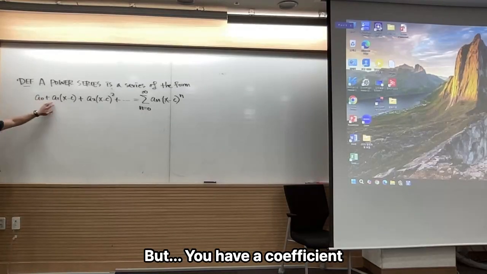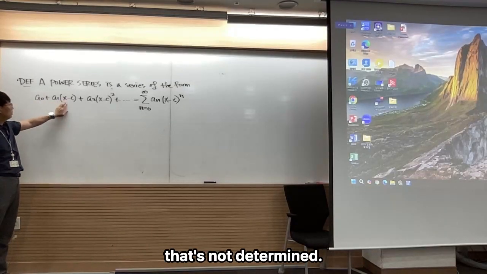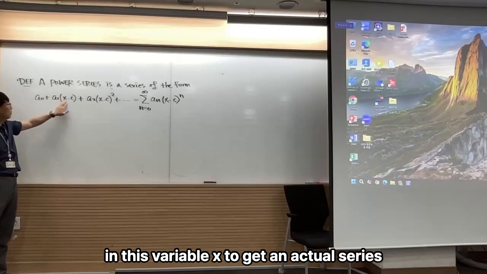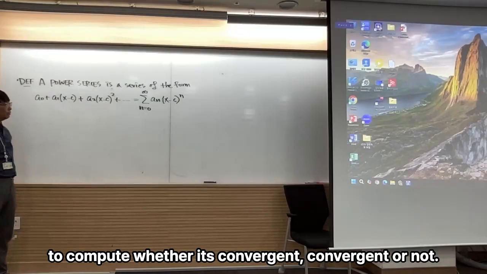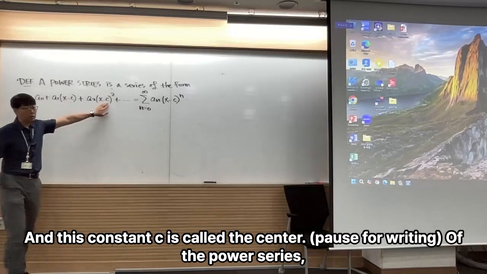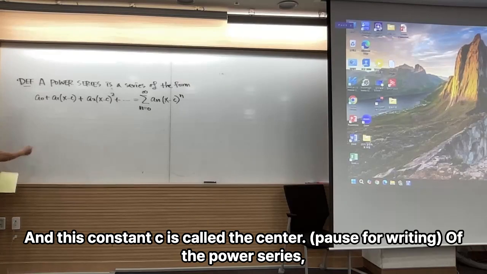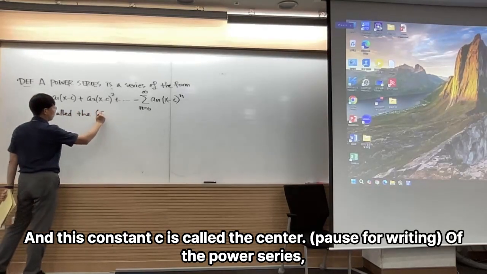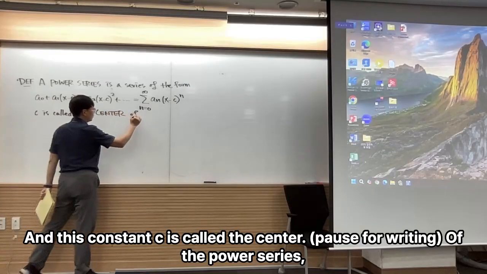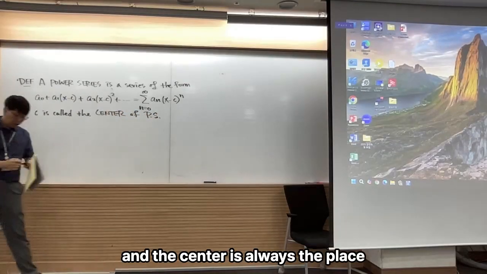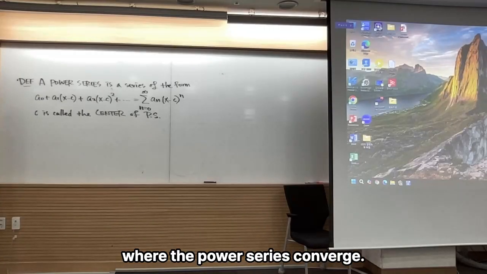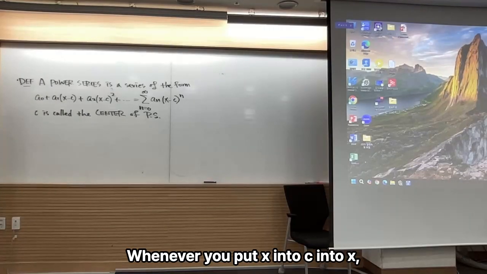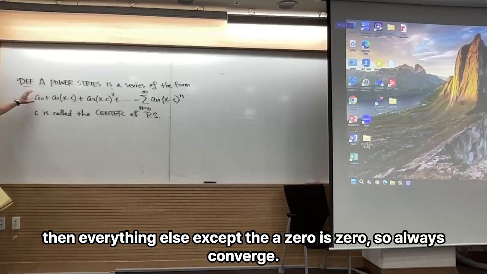But you have a coefficient, and you also have a variable that's not determined. So you can plug in values for this variable x to get an actual series, to compute whether it's convergent or not. And this constant c is called the center of the power series. The center is always a place where the power series converges. Whenever you put x equal to c, everything else except a0 is 0, so it always converges.